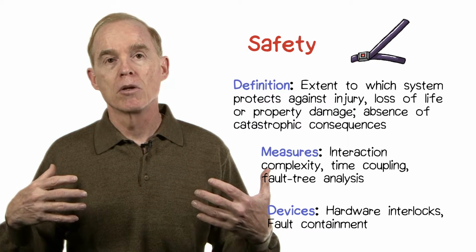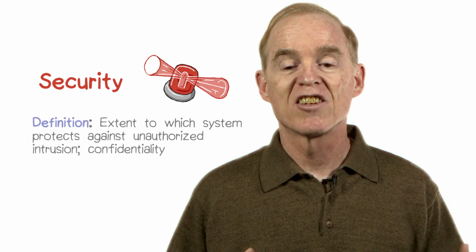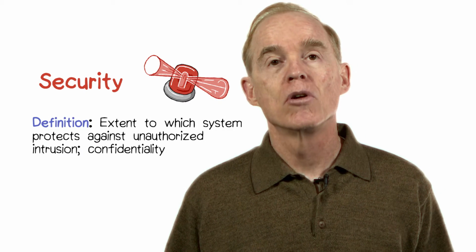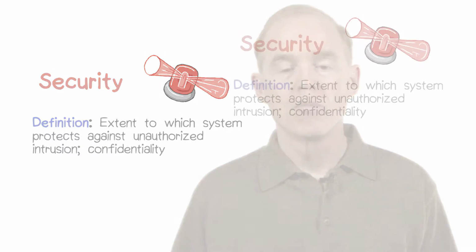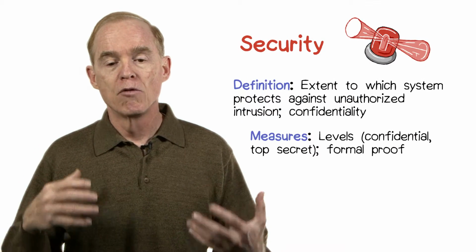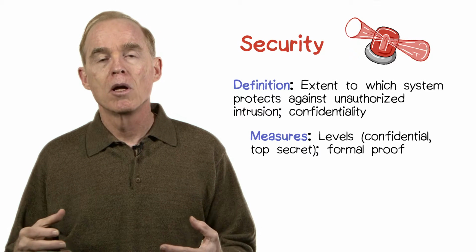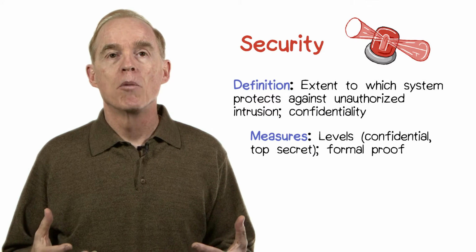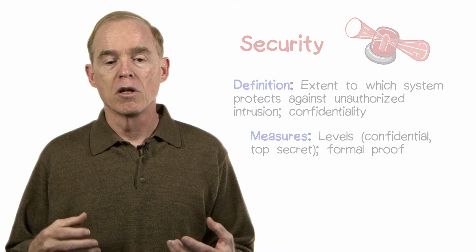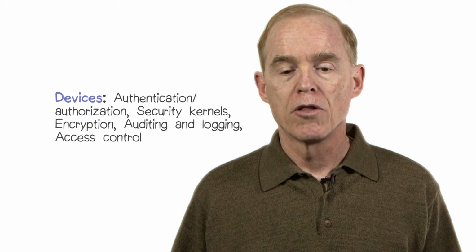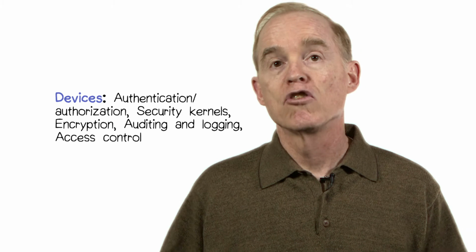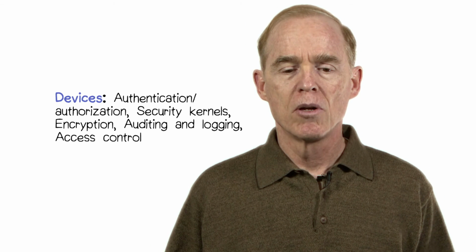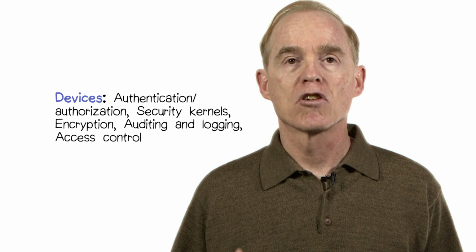The fifth quality that we will look at is security, and this is the extent to which the system protects against unauthorized intrusion or provides confidentiality. Security is measured by levels such as confidential and top secret, and sometimes formal proofs are used to guarantee that the system obeys whatever its confidence level is. Some of the devices include authentication, authorization, security kernels, encryption, auditing and logging, and access control mechanisms.